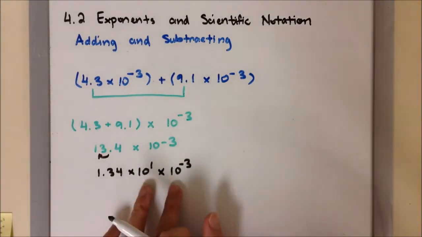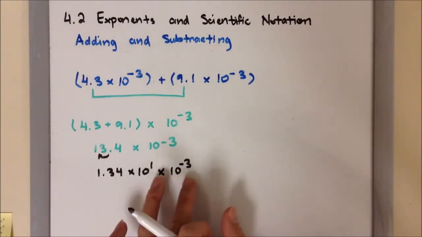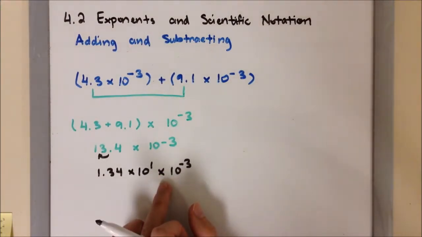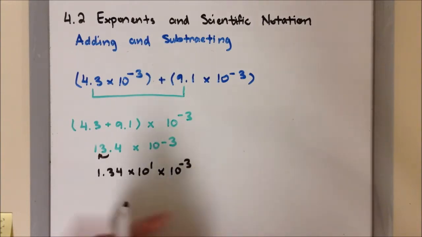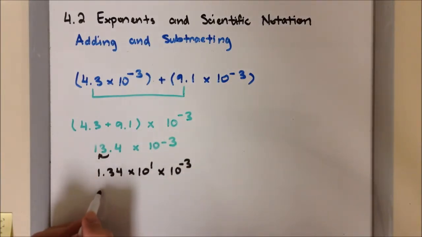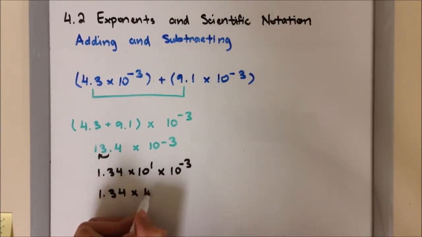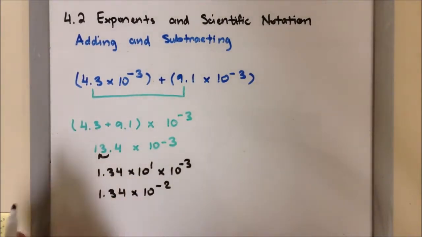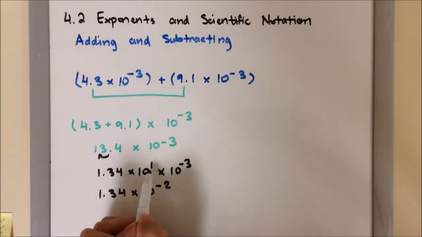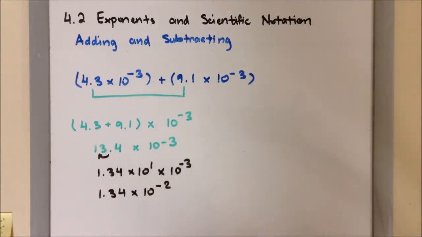So when I combine my two tens, they're the same base, and it's multiplying, so the law of exponents is that I'm going to add the exponents together. So it will be 1.34 times 10 to the negative second power. 1 plus negative 3, or 1 minus 3, is negative 2.